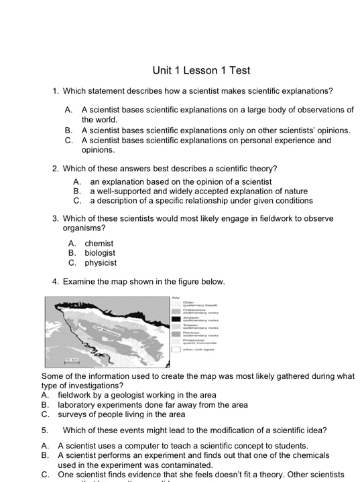Number 4. Explain the map shown in the figure below. Some of the information used to create the map was most likely gathered during what type of investigations? A. Field work by a geologist working in the area. B. Laboratory experiments done far away from the area. C. Surveys of people living in the area.